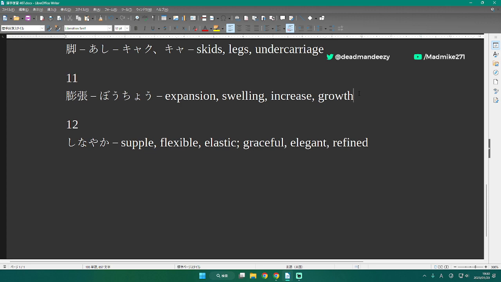Bocho. It's expansion, increase, swelling, or growth.